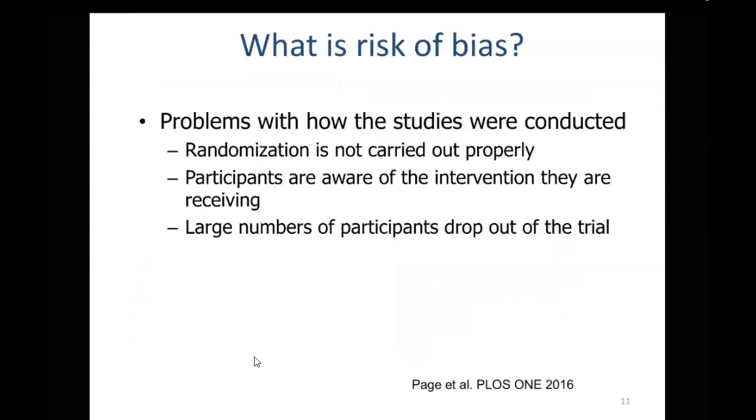So risk of bias basically means that there are some problems with how the studies were conducted. For example, randomization wasn't carried out properly. Participants might have been aware of the intervention they're receiving, right? That lowers the quality of how the effect is measured. Or if large numbers of participants drop out of the trial. So those are things to look for in terms of risk of bias, because it might skew the results of a particular randomized controlled trial in one direction or the other.